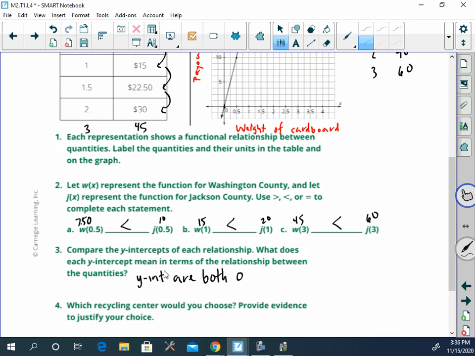What does each mean in terms of the relationship? If you think about this, that makes sense. Our y-intercept should be 0. If we don't take any cardboard in, we're not going to make any money on our cardboard, right? So 0 tons of cardboard pays out $0.